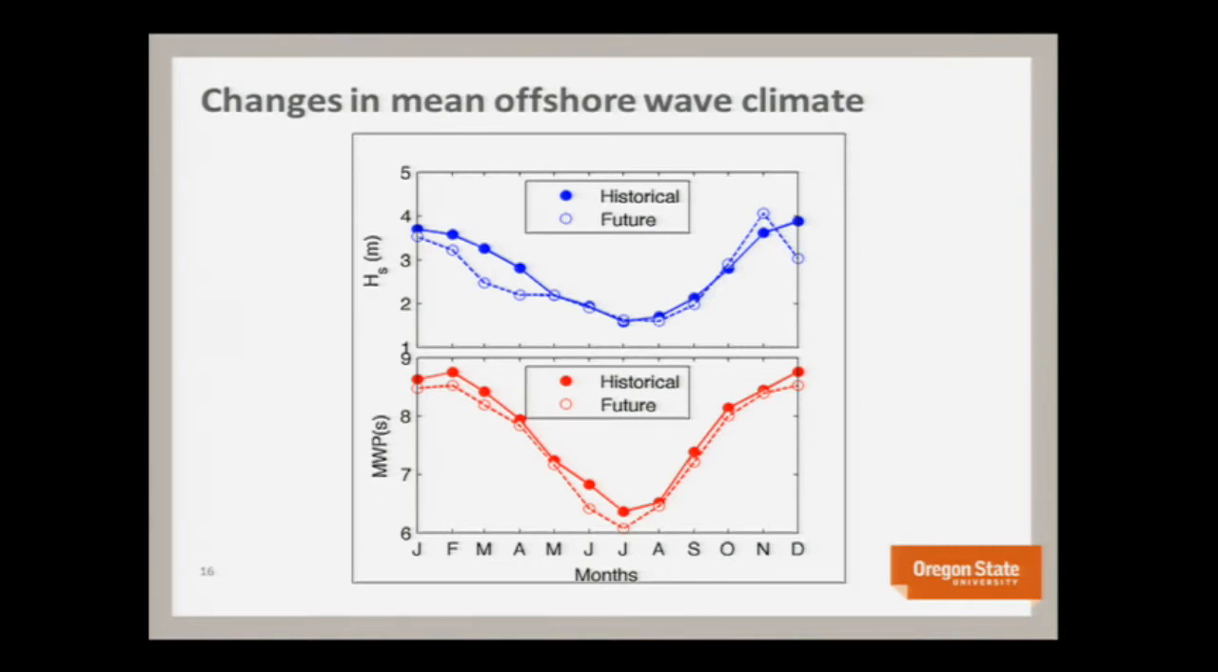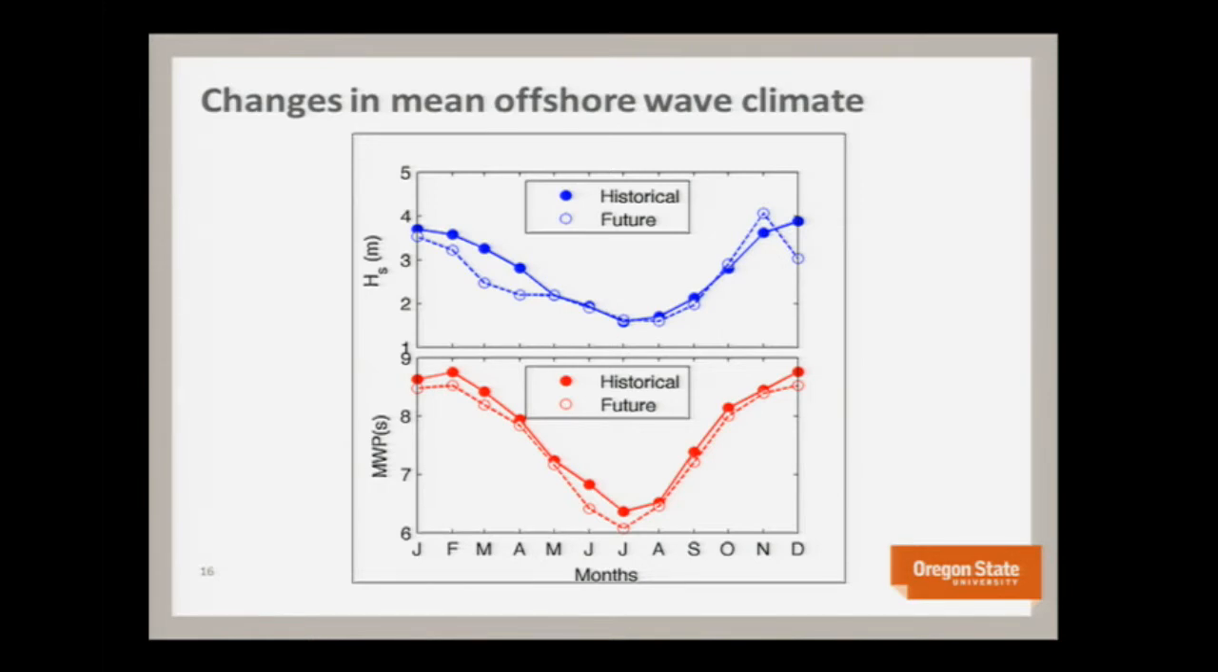And in the future, what we are seeing here is, in the late winter, early spring, somewhat lower wave heights. Again, these are means, so this doesn't really reflect the variability. And in the early winter, slightly higher wave heights. The mean wave period is showing that all throughout the year we're going to have slight reductions in wave period.